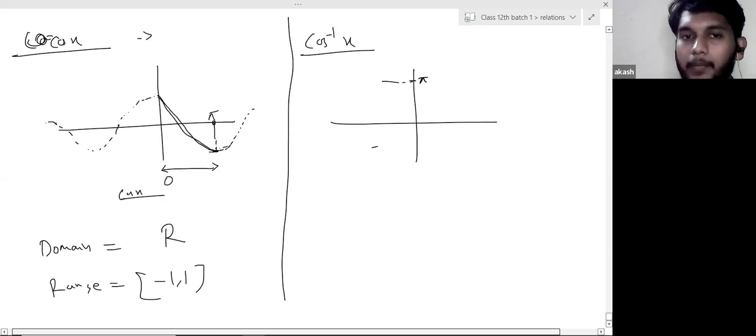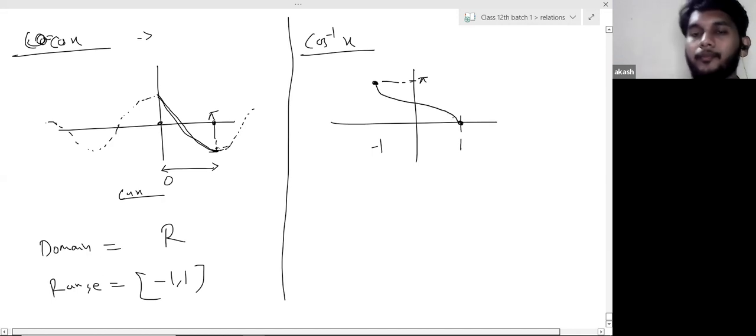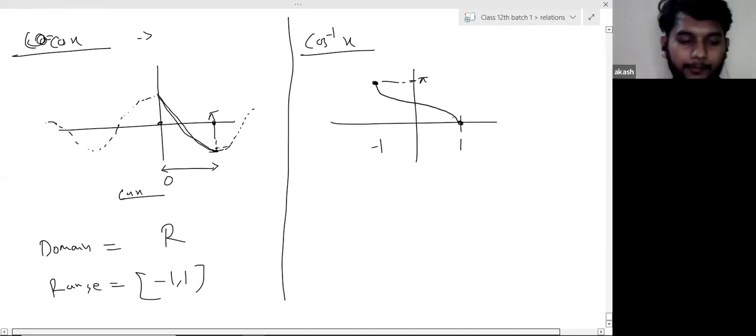Everyone, this is clear. If you put pi, you get minus 1. So if you put minus 1, you will get pi. So this will be a point in the graph. If you put 0, you reach 1. So if you put 1, you will reach 0, right? So the graph will be something like this. I hope the graph is clear, everyone.